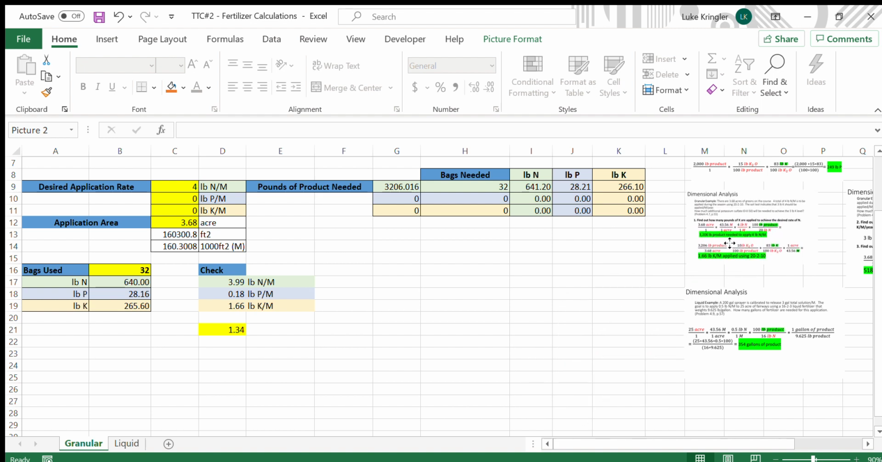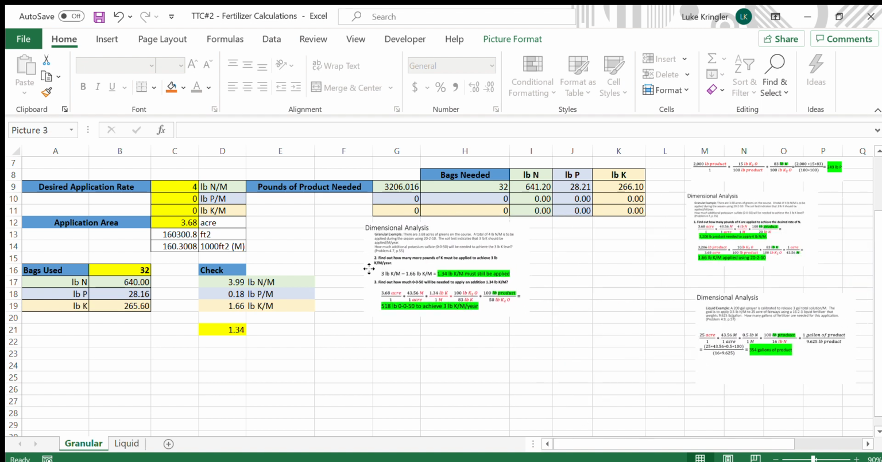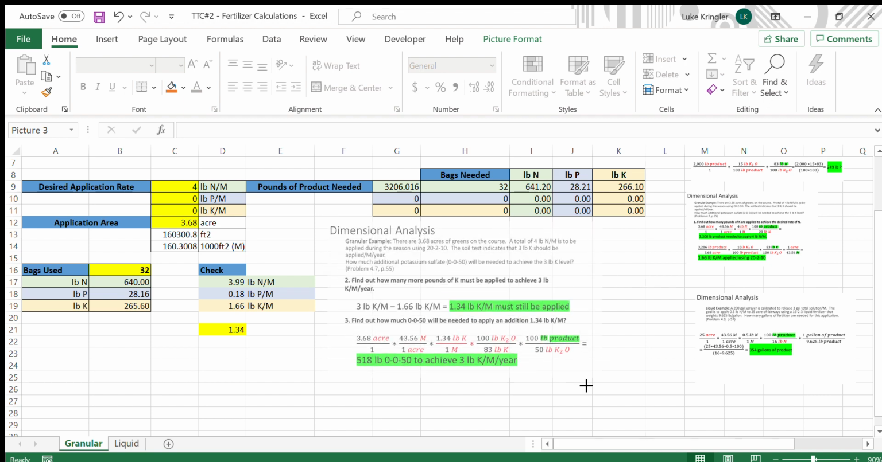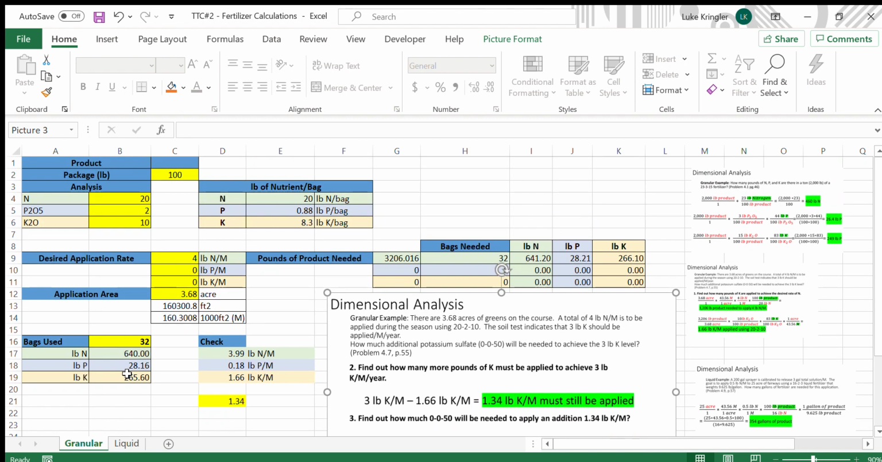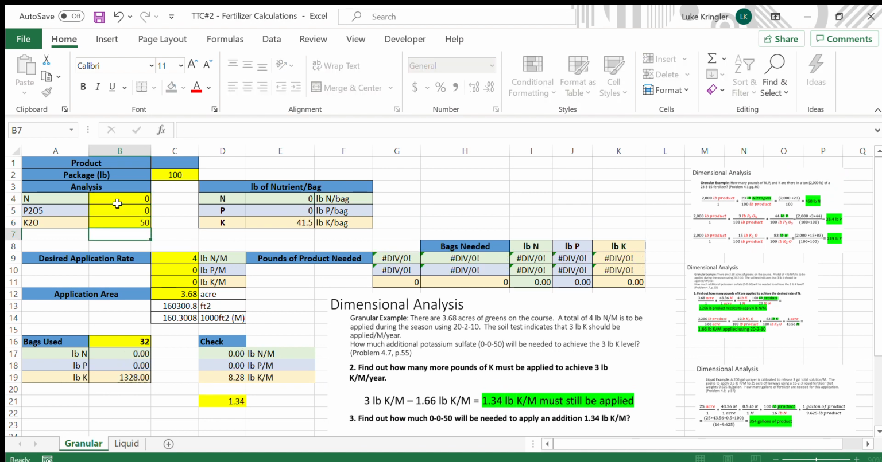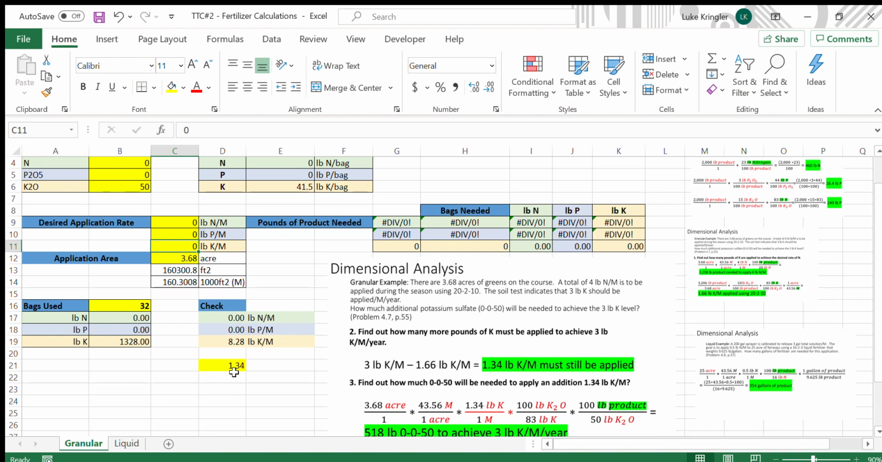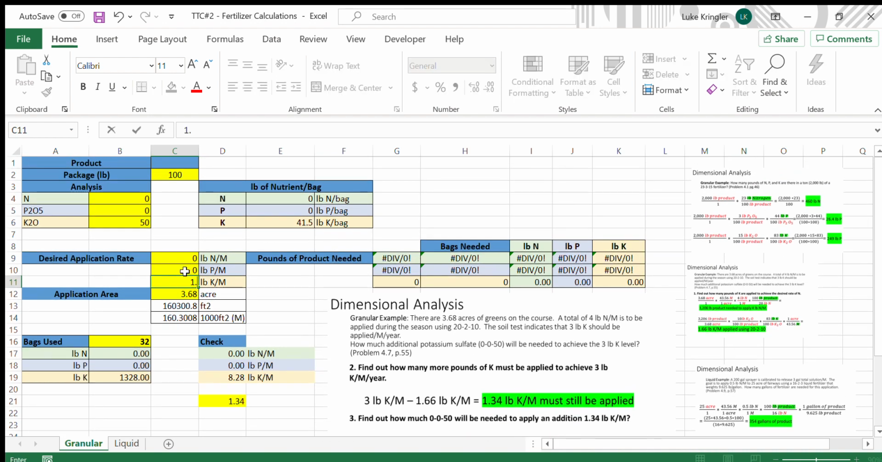So now we're going to go back to our calculator, and we're going to reset the calculator, this time for the potassium phosphate that's going to be used to supplement the potassium application. So we're going to keep the 100 the same. We're going to change the analysis input to 0, 0, 50. Okay. And look, our desired application rate, we're no longer really worried about nitrogen, obviously, because we don't have any in this product. So we'll put that to 0. And our desired application rate of potassium is the 1.34 pounds that we just calculated. So we'll enter our 1.34, and we're still applying this over the 3.68 acres of greens.